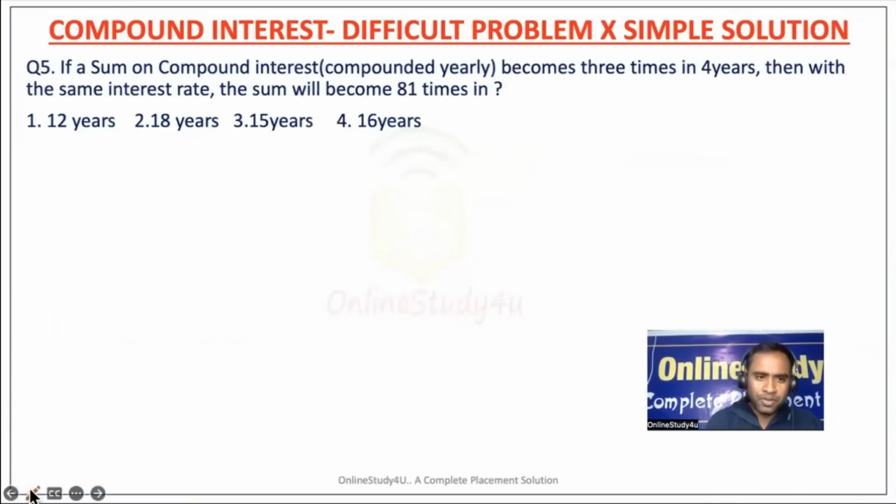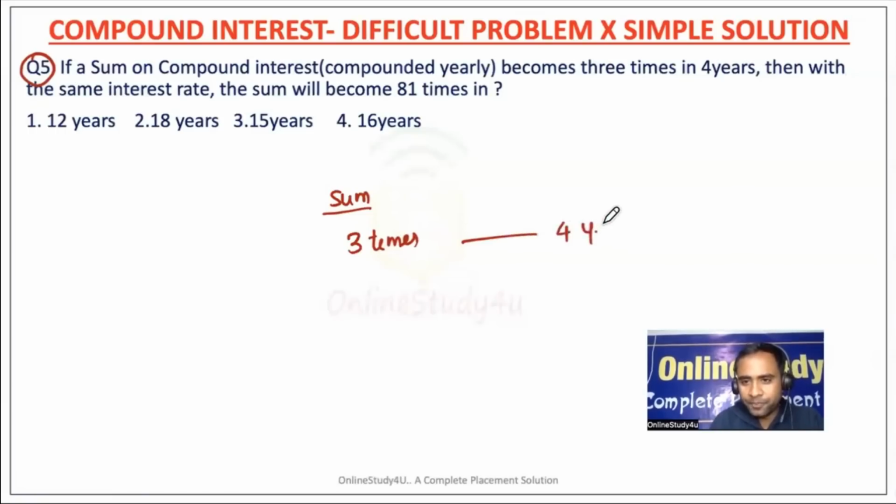Okay. Now, next problem, question number 5. If a sum on compound interest becomes 3 times in 4 years, okay? Then with the same interest rate, the sum will be 81 times in how many years?